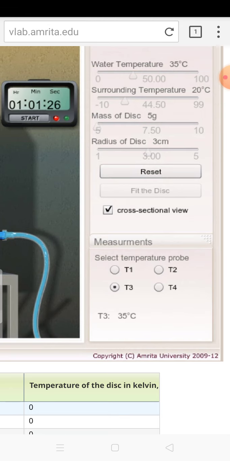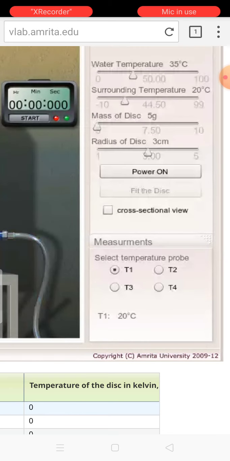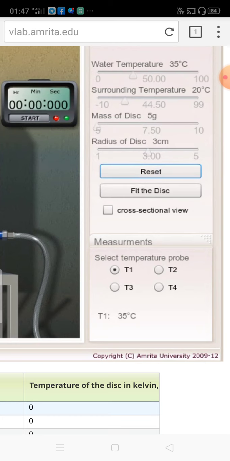Then again I am doing it for the last time. Reset. Reset means it is showing 0 0. Then you start with T1 at 20 degrees. Then feed power on. Then feed the disc started.